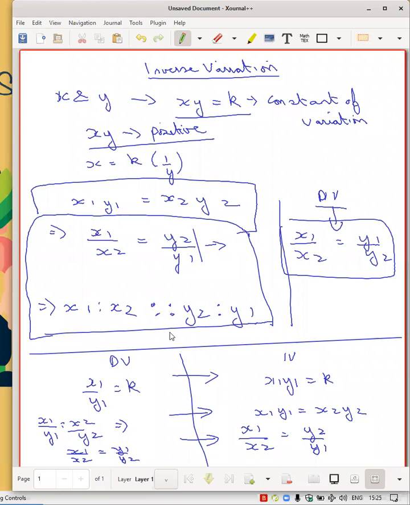Please copy this down. If anybody has any doubts, please ask me. I will not be repeating this again. Please copy this down. This is for inverse variation. And I've given you the comparison of inverse and direct so that you're clear on the terms and there is no doubt in you.